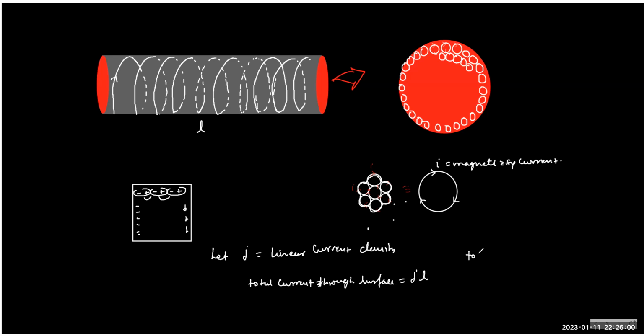What is the total dipole moment of the bar magnet? Dipole moment is I into A. Can you say this is JLA? Because we are defining it in terms of linear current density. So you can say IA, or you can say JLA is the dipole moment.